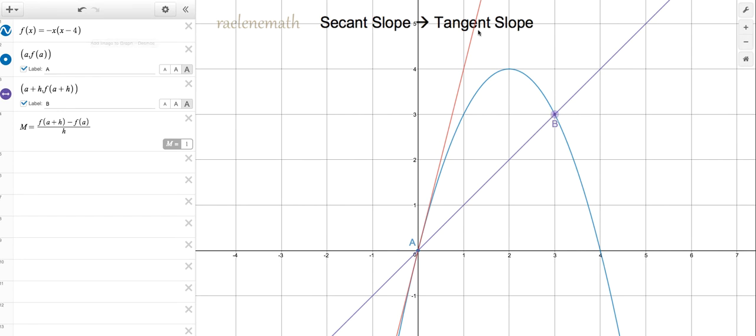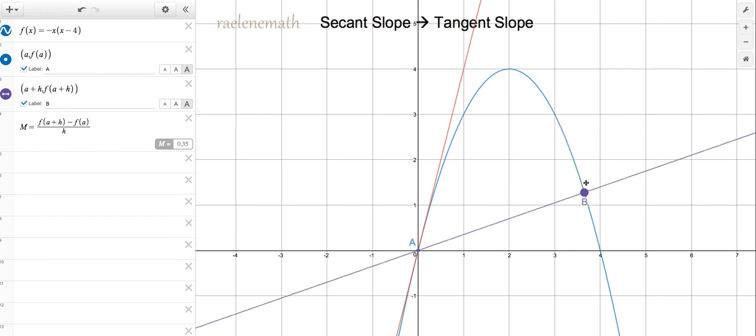We also have the tangent line to the blue parabola at point A, and we can see that the red tangent line has a slope of rise 4, run 1, so the slope is 4. Currently, we have a secant line with a slope of 1 because we're rising 3 and running 3, and I can drag this point B anywhere I like.